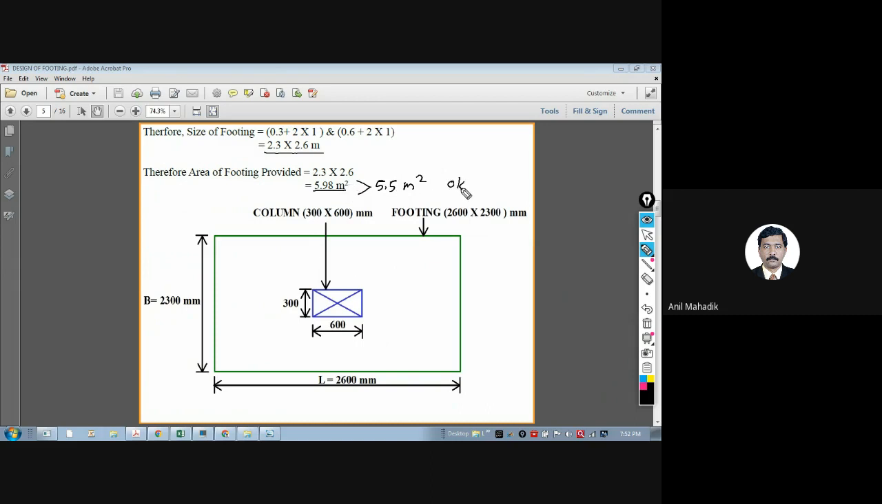So now this is your B, 2.3, which we have chosen, and this is 2.6, and the column size is 300 by 600. So we have given the size to the footing according to the load. Load divided by SBC is the area of footing required, and then you can choose any length and width as you wish. Try to keep this projection nearly the same. A little difference is okay, fine.